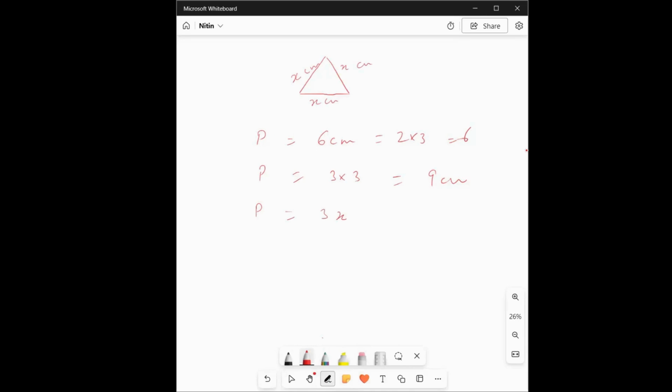What is that? The 3 is constant everywhere. This 3 we have because we have 3 equal sides. So you multiply by the side, whatever the measurement of the side is given to you. This value of the side keeps on changing. This 3 is constant. So we figured out one formula for the perimeter of an equilateral triangle, that is P equals 3 times x, where x is the side. 3 times side. Like this way, we can figure out many formulas. There are n number of examples.